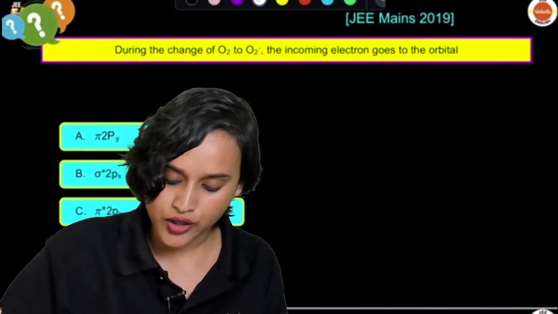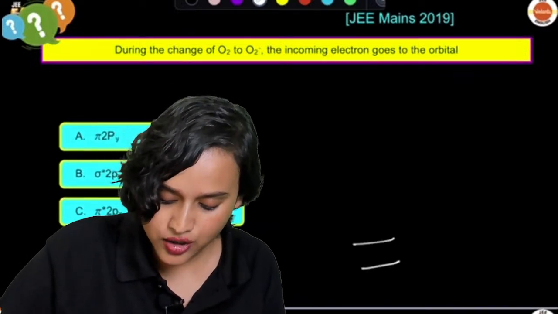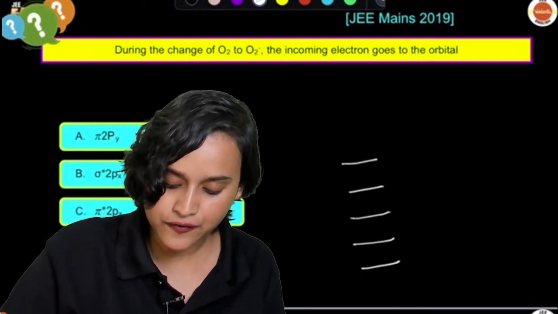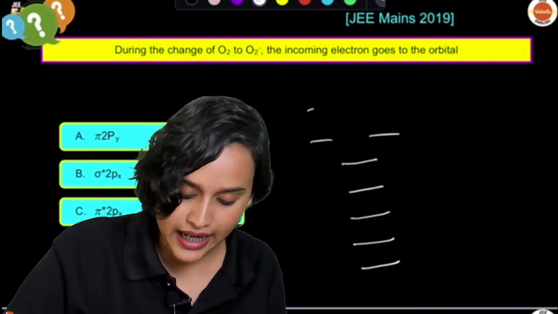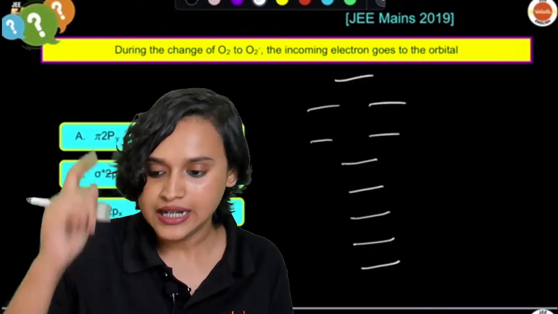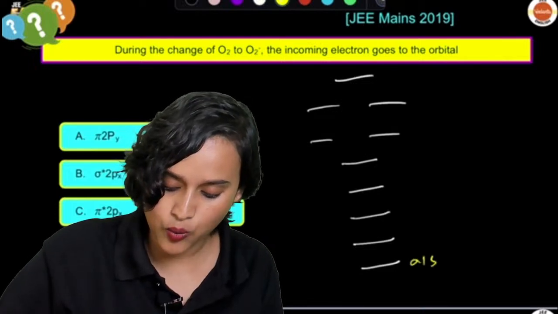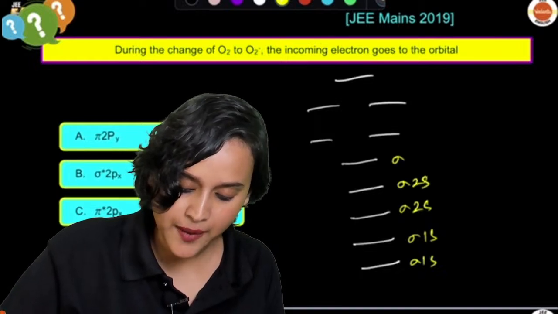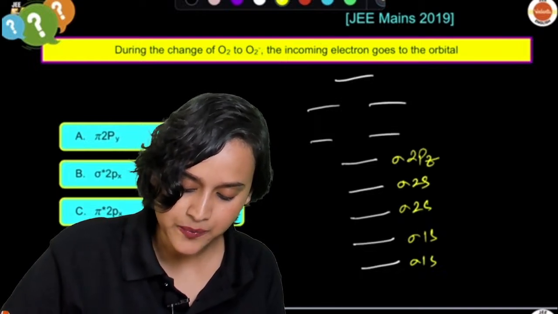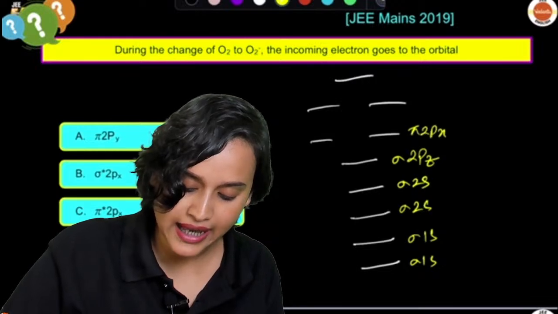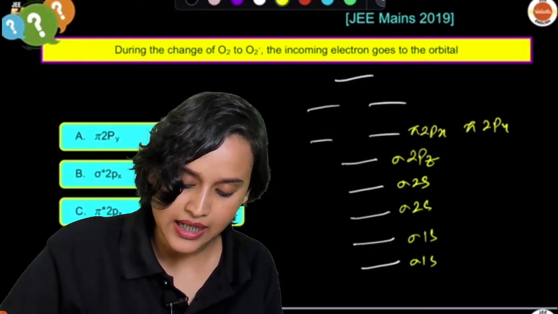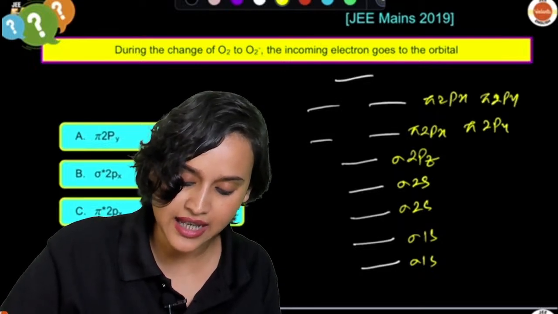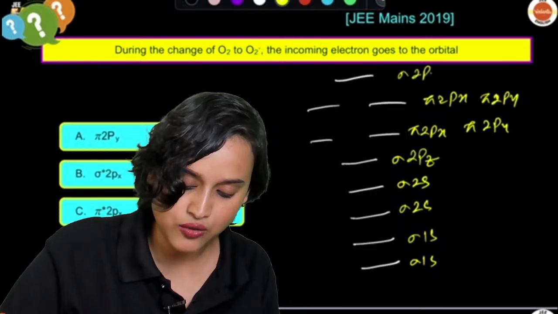Always do one thing. You should always draw 1, 2, 3, 4, okay? After that, fifth one, then 1, 2, then 2, and then 1. Now you write here sigma 1s, sigma 1s, sigma 2s, sigma 2s, sigma 2pz. Then you write here pi 2px and pi 2py, pi 2px. See, I'm repeating the same thing. And then here you write sigma 2pz.